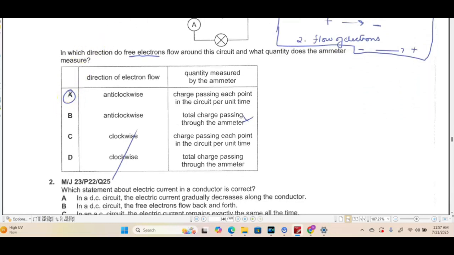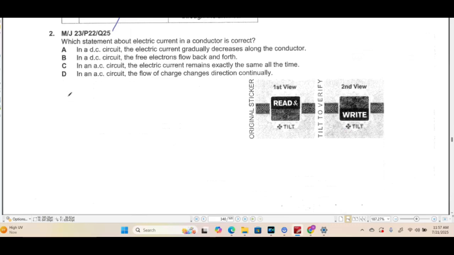Moving forward, question number 2. Which statement about electric current in a conductor is correct? In a DC circuit, the electric current gradually decreases along the conductor. No, it does not decrease. It remains the same. Why would it decrease? In a DC circuit, free electrons flow back and forth. No, they don't flow back and forth. They move in one direction. The DC current doesn't change direction at all.